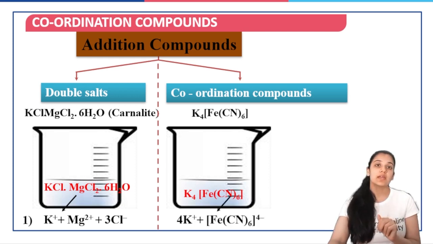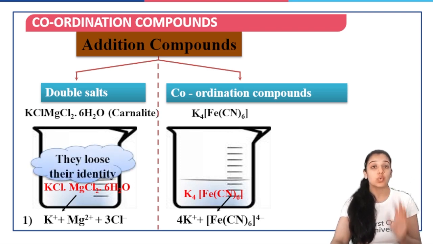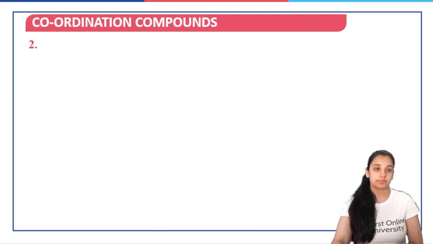This is going to be the resultant ions in the solution. So double salts are going to lose their identity in solution, and coordination compounds retain their identity in solution. A very important difference between the two.